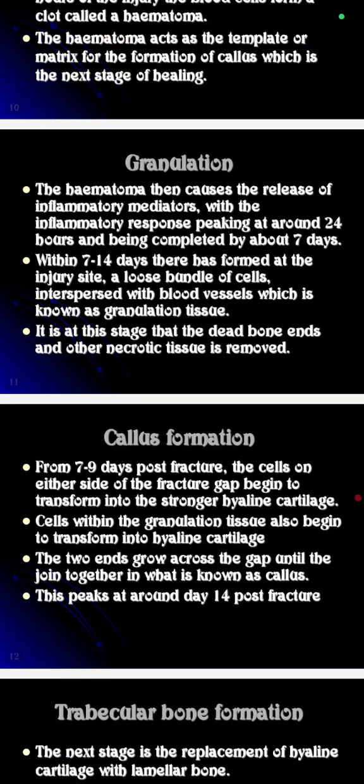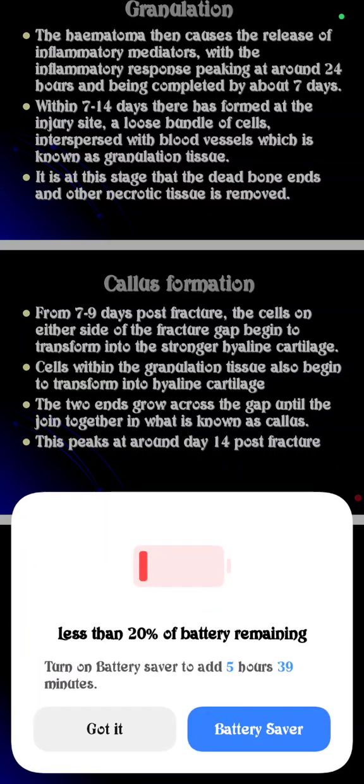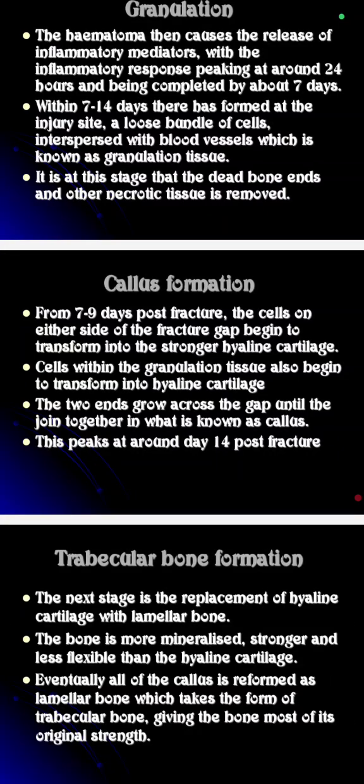From 7 to 9 days post fracture, the cells on either side of the fracture gap begin to transform into a stronger hyaline cartilage. What we need for the outer membrane of the bone is hyaline cartilage. Cells within the granulation tissue also begin to transform into hyaline cartilage. The two ends grow across the gap until joined together, which is known as the callus. This peaks at around 14 days post fracture.